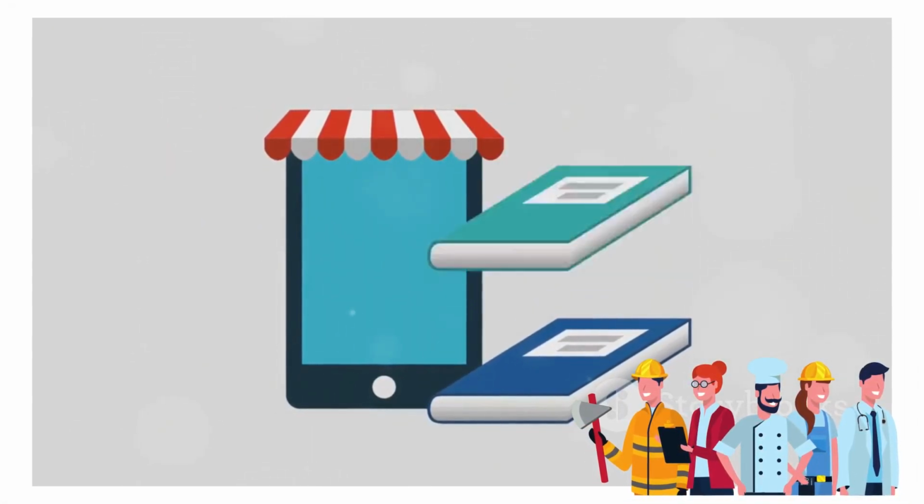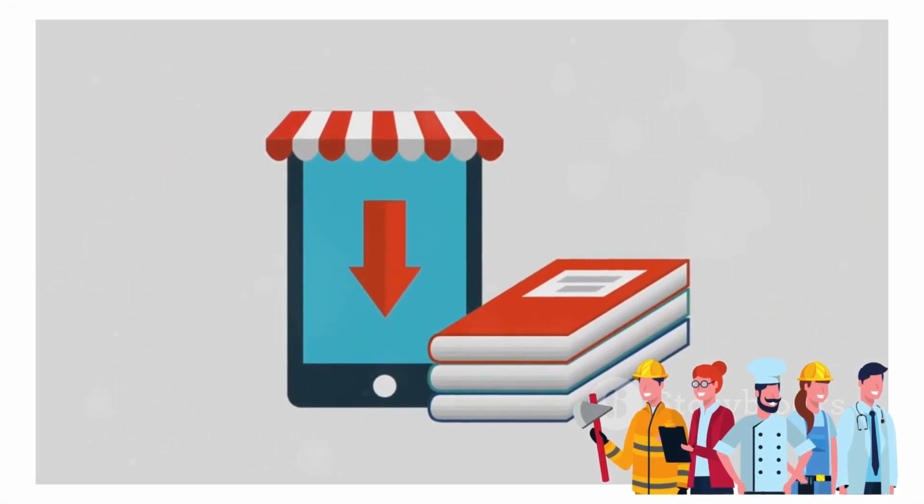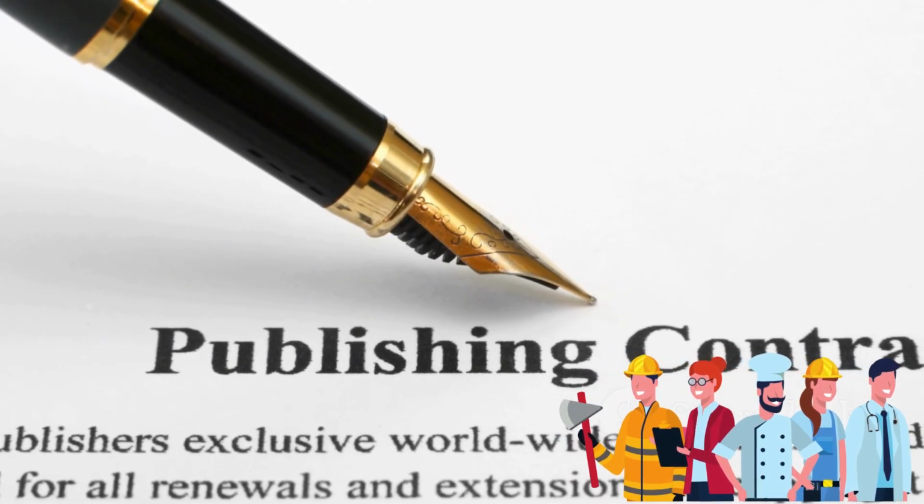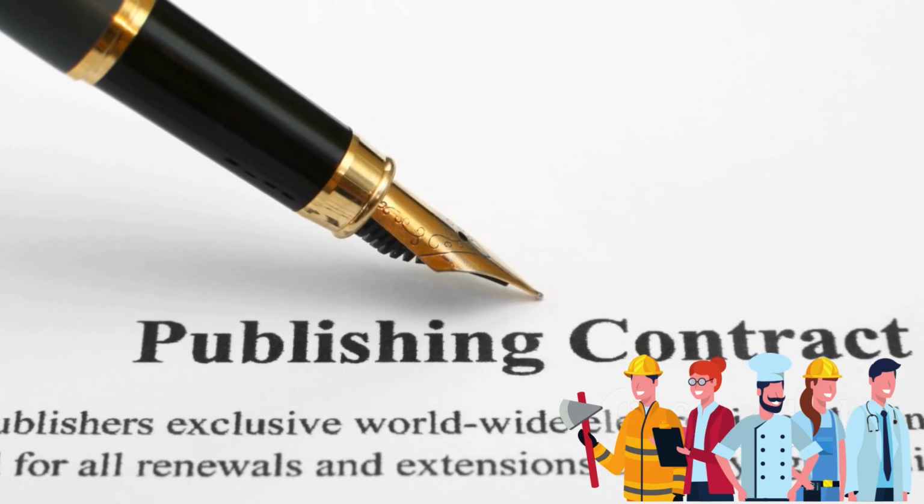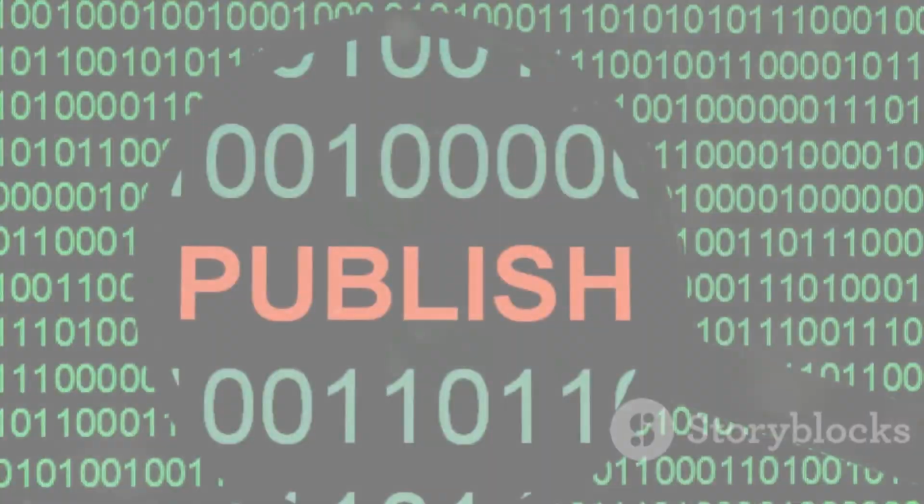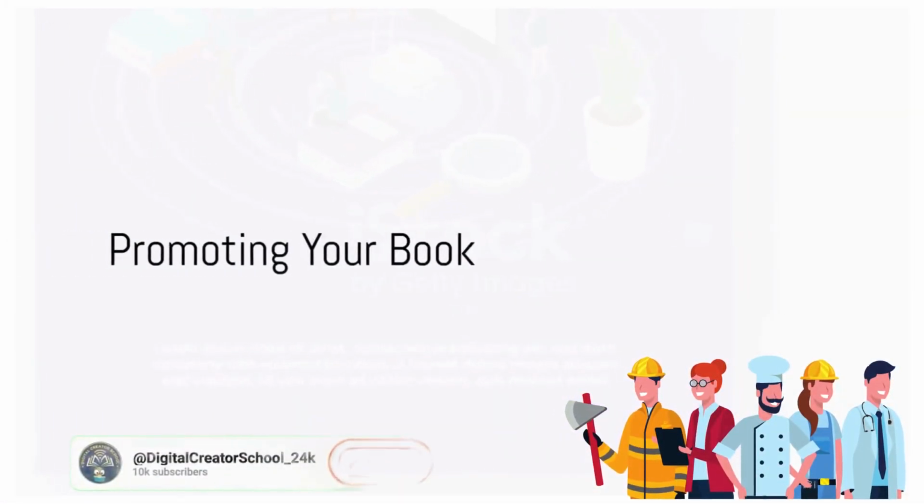Download your cover and interior layout from Canva as PDF files, and then upload them to Amazon KDP. After a quick preview, hit the Publish button, and voila! Your book is now live on Amazon, ready to make a splash in the literary world. Step 3 is all about promotion.